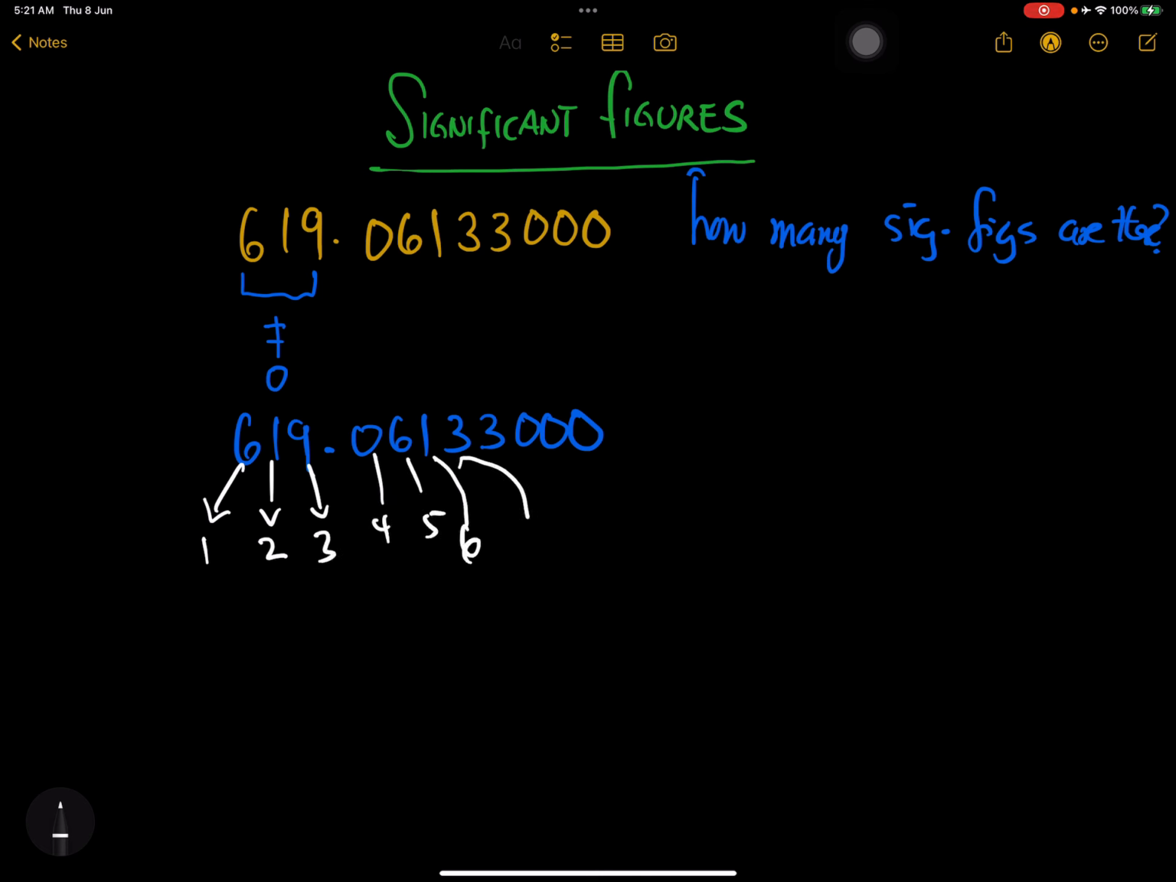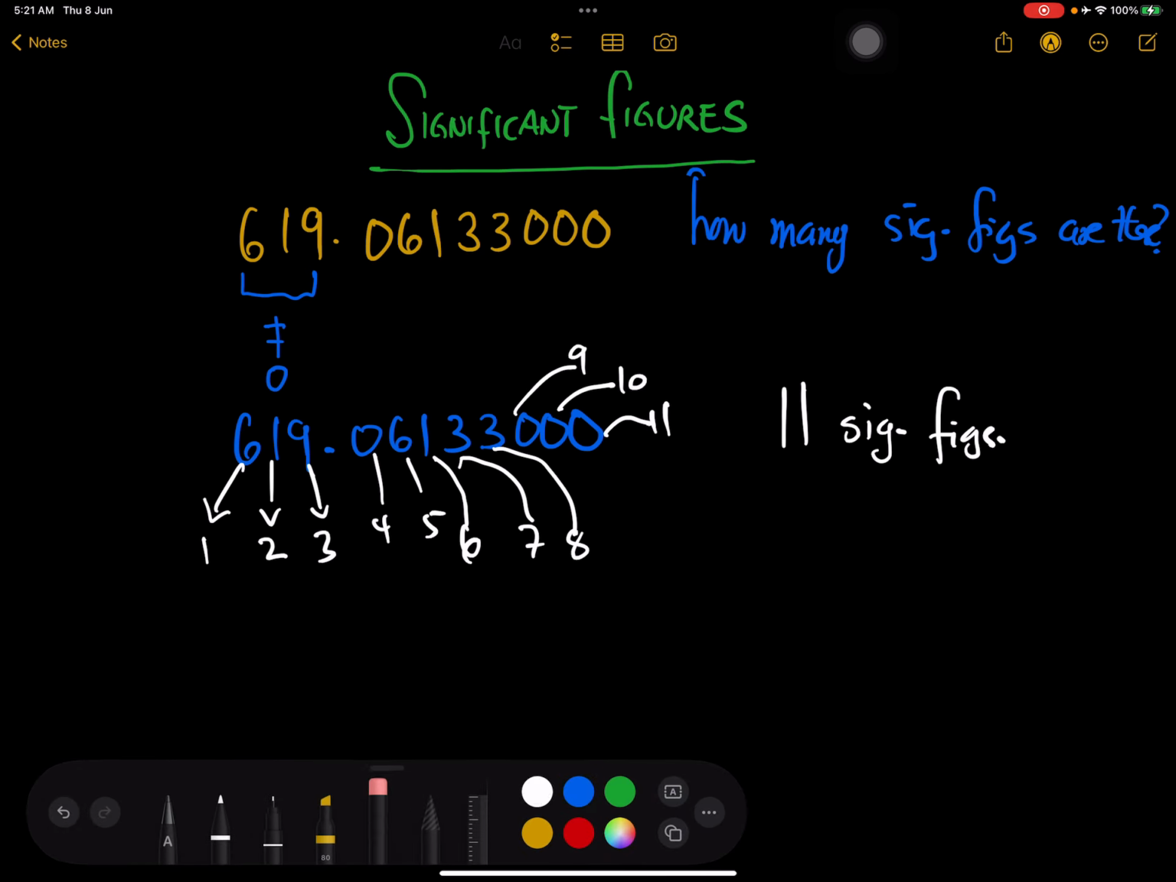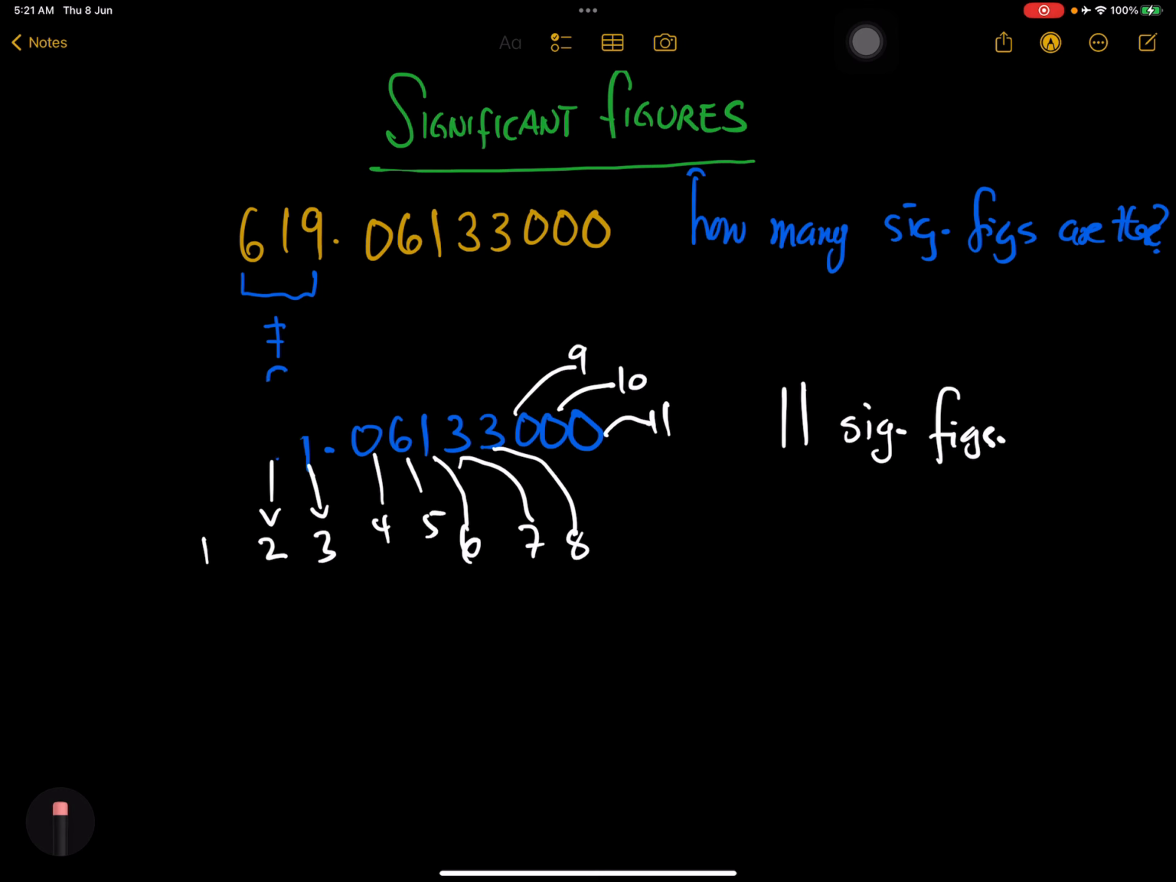The six, this is seven, this is eight, this is nine, this is 10, and this is 11. So there are 11 significant figures, sig figs, in this particular problem. Now, we are going to do something together.